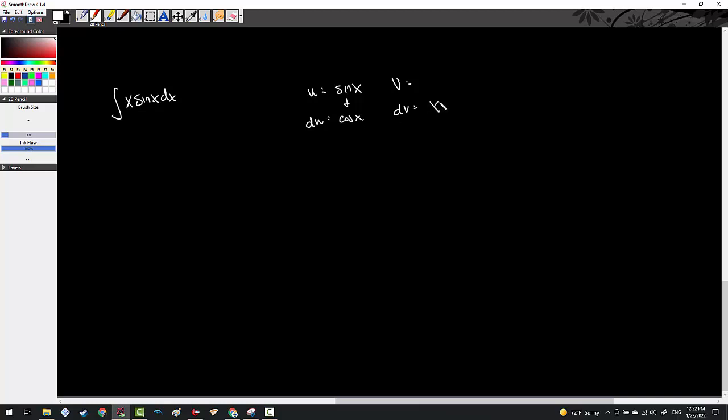But if I chose x as dv, right? Remember, we choose the u and we choose the dv. Now I've got x squared over 2. And, you know, I'm looking at this and I'm not feeling the x squared deriving into anything. But we could be wrong. So it goes x squared over 2 sine x minus the integral of v, so x squared over 2, du, cos x dx. And oh my goodness, do you see how the problem now gets worse?